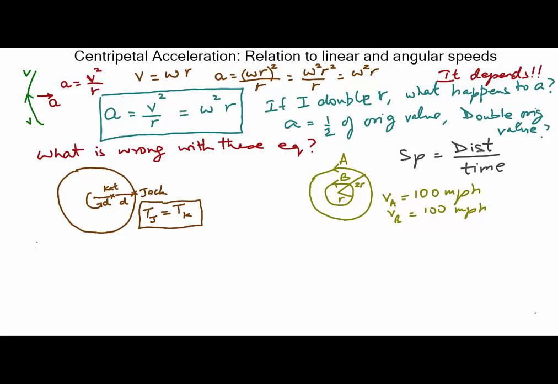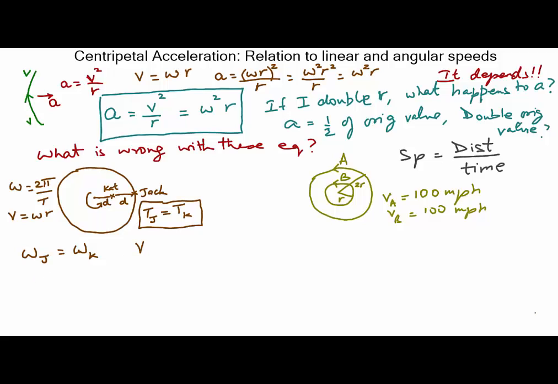And because of that, since we know that omega is simply 2 pi over T, because Kathy and Jack have the same time period, they must have the same angular speed. So angular speed of Jack equals angular speed of Kathy. Further, we know that linear speed equals angular speed times the radius. So now we can see how their linear speeds are related.